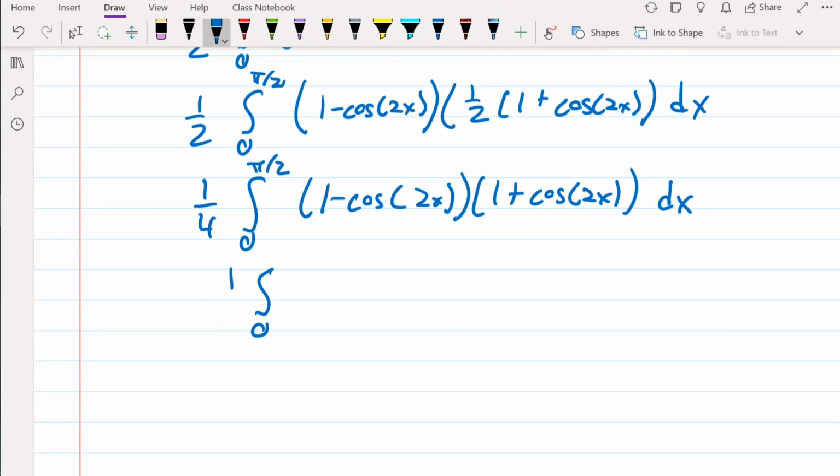So it's 1 over 4 times the integral of 0 to pi over 2 times 1, and then because these cancel out, it'll just go right to, wait, 1 minus cosine squared of 2x. That should be it, if I'm correct.